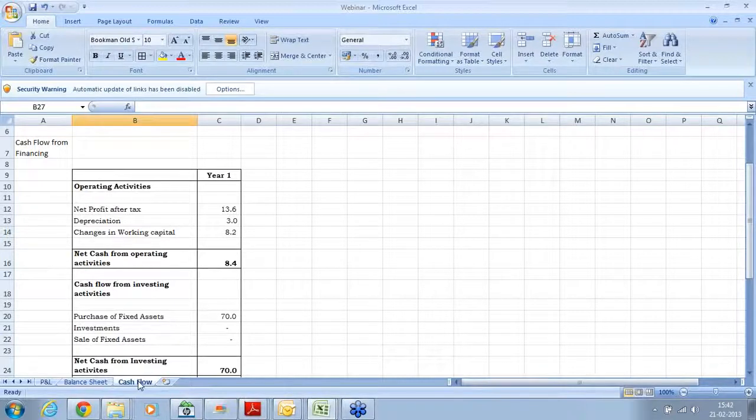So let us understand how you should interpret the cash flow statement. You remember this 13.6, where it came from? It came from this P&L, where the profit after tax. So you have 13.6, great. Then you have the depreciation. You remember I said about depreciation being a non-cash item. So again we take depreciation, 3.